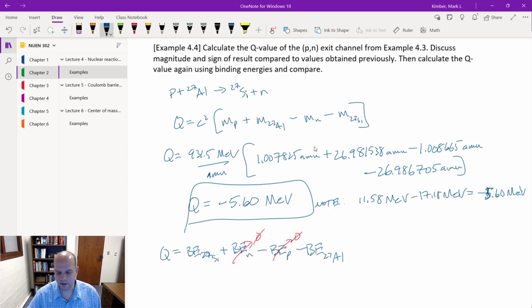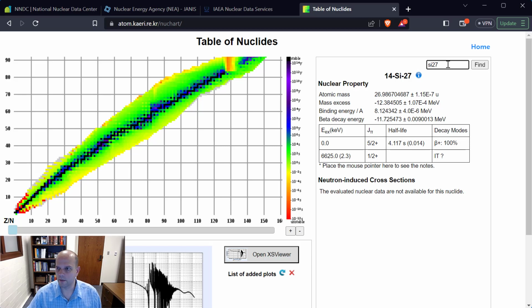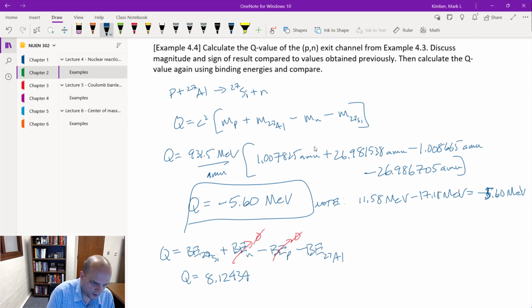This was part of the data that was available to us. So let's go back here. We have silicon 27. This reports the binding energy per nucleon, but we can use that. We'll just multiply that by the number of nucleons. And let's write that down. 8.1244 MeV per nucleon, so I'm just going to put A there. And I'm going to multiply it by the total number of nucleons that I have, which in this case is 27. This is silicon 27.